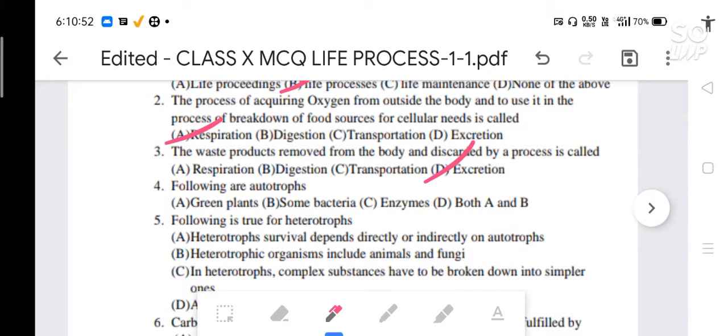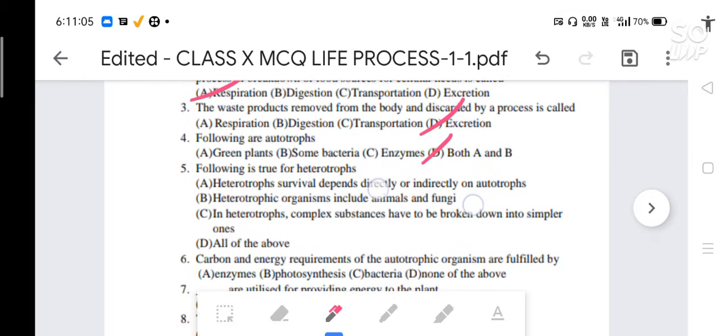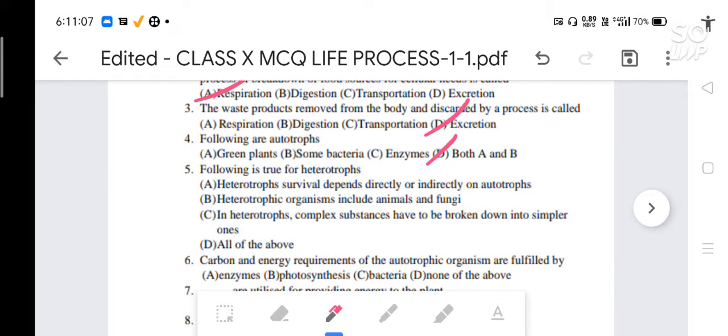Which of the following are autotrophs? We have to identify which of the following are autotrophs. Green plants, obviously. Some bacteria, yes. Enzymes, no. So the correct option is both A and B. Autotrophs means green plants which make their own food. Some bacteria also make their own food.